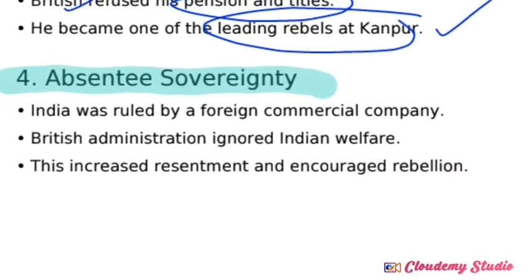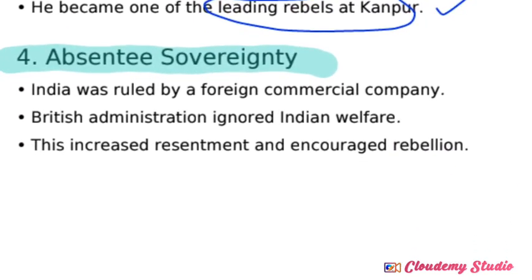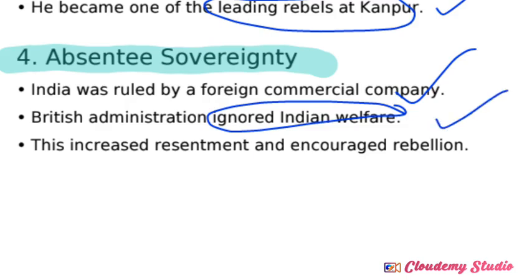Next, the fourth one we can observe is absentee sovereignty. Absentee sovereignty means, see, India was ruled by a foreign commercial company, the East India Company, correct? They completely ignored Indian welfare. Sovereignty means that the rulers or those who are administering live inside the nation and work for the welfare of the country itself.